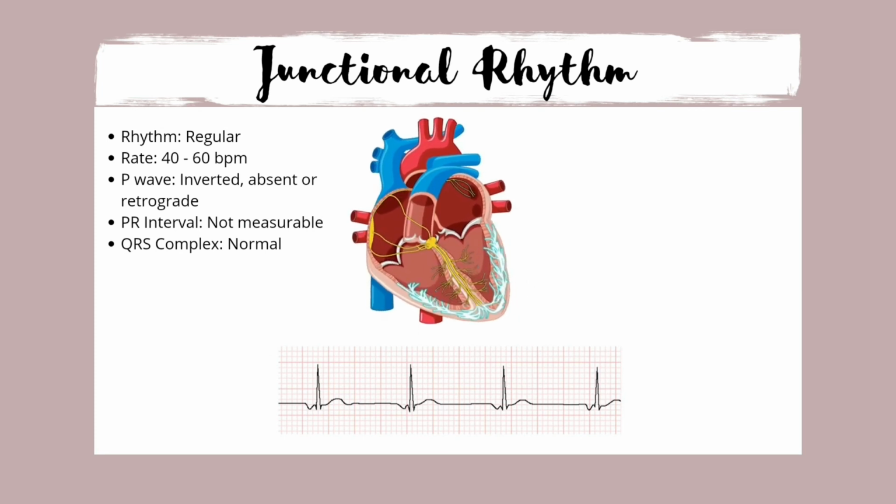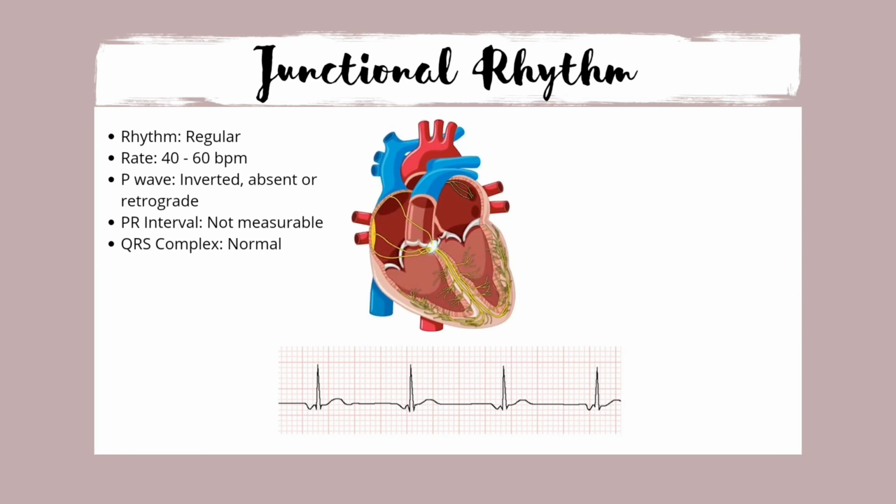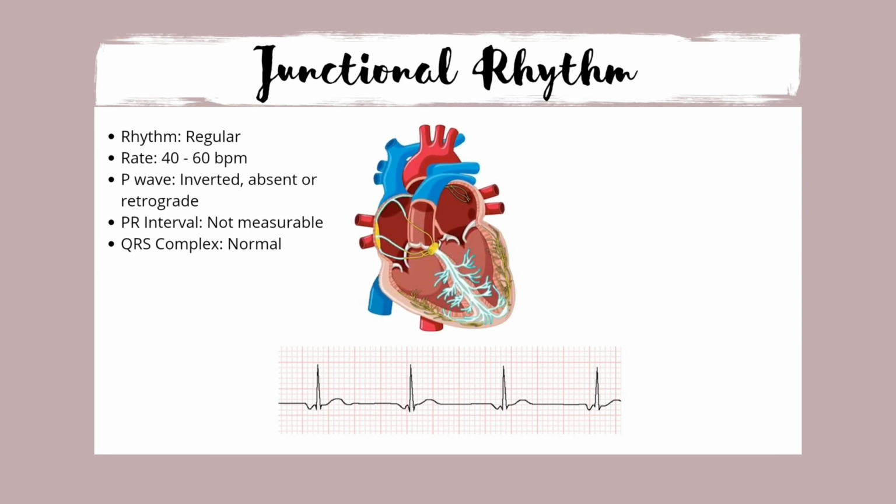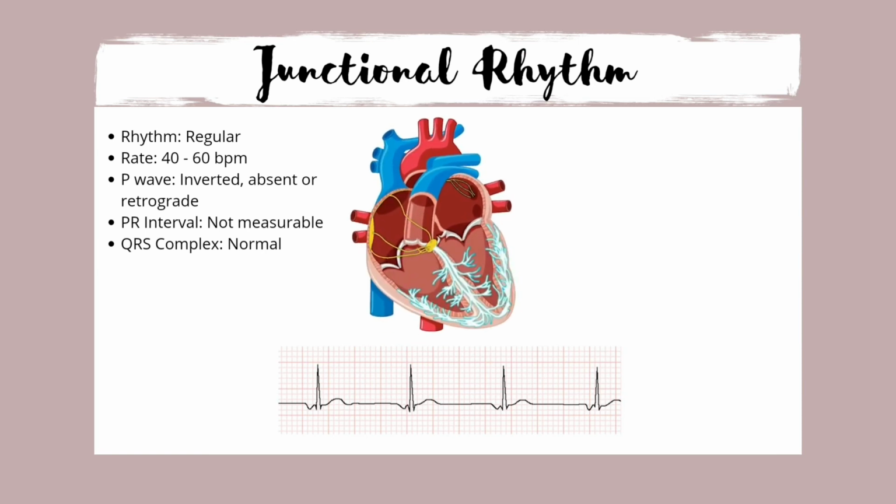Junctional rhythm describes an abnormal heart rhythm resulting from impulses coming from a locus of tissue in the area of the atrioventricular node, the junction, between atria and ventricles.